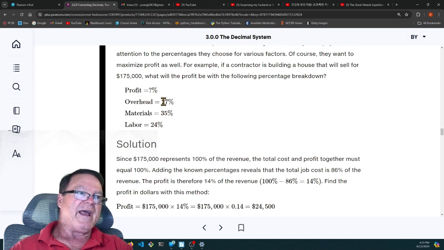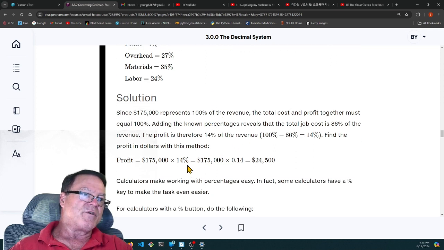Well, we'll add those three together. 7 and 5 is 12, and 4 is 16. 3, 6, 8, that's 86, gives you 14% left for profit. So 14% times $175,000 gives you $24,500 profit.